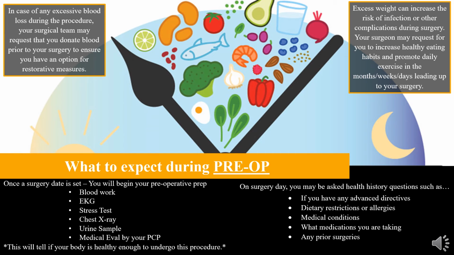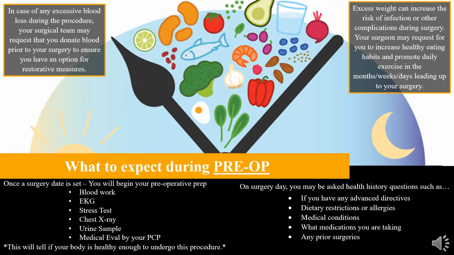And then you will receive some blood work to get done. You'll get an EKG, which is a graph that shows your heart activity, the electrical pulses of your heart, to ensure that there's no underlying problems with your heart, a stress test, a chest x-ray to ensure there's no disease in the lungs before you undergo general anesthesia, and a urine sample to ensure that there's no infection. All of this will tell your surgeon if your body is healthy enough to undergo the procedure.